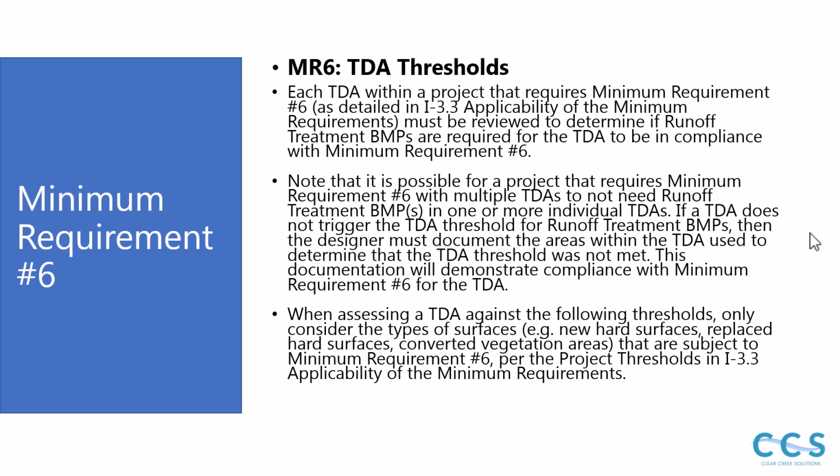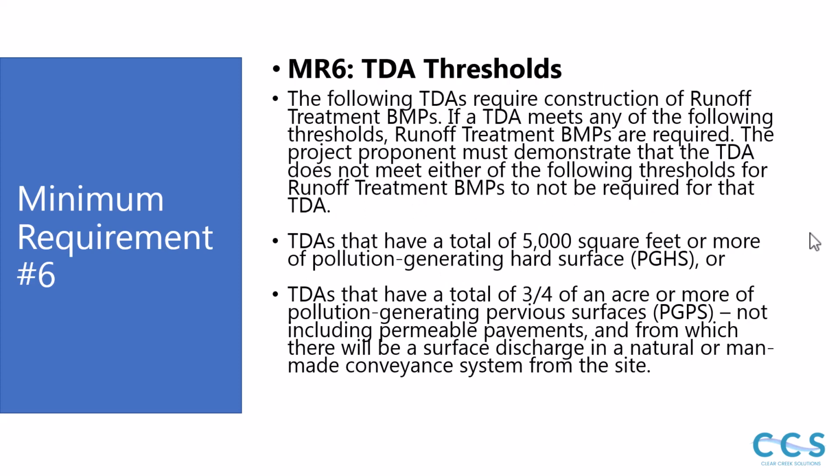This documentation will demonstrate compliance with minimum requirement number 6 for the TDA. When assessing a TDA against the following thresholds, only consider the type of surfaces, e.g. new hard surfaces, replaced hard surfaces, converted vegetation areas that are subject to minimum requirement number 6 per the project thresholds in 1-33, applicability of the minimum requirements.